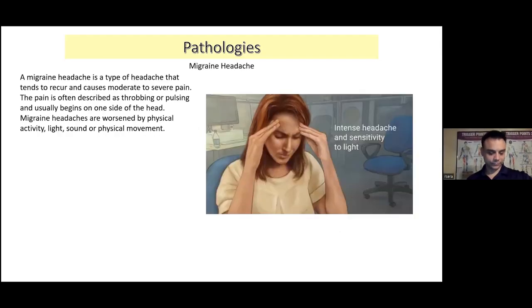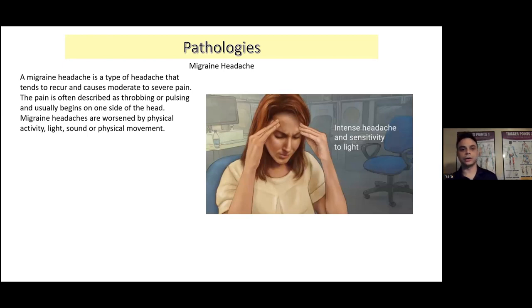Migraine headaches. So migraine headaches, right? Two major types of headaches we talk about: migraines versus tension headaches. I think we already talked about tension headaches previously in the first video in the muscular system. Remember, tension headaches are caused by muscular tension, right? And anytime there's muscular tension, massage therapy comes in.